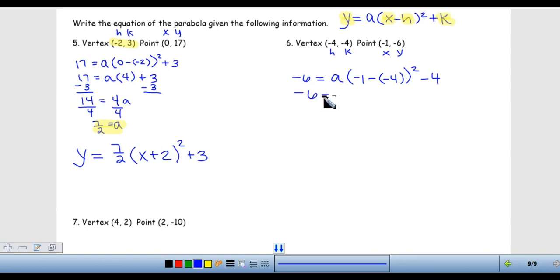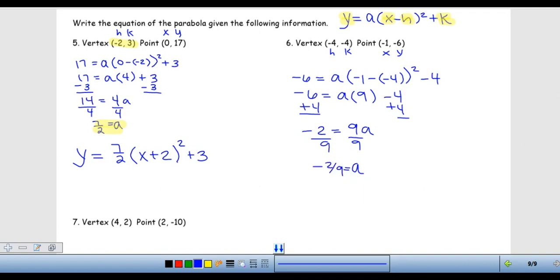So I've got negative 6 equals a times. Let's see what all of this ends up. If I have negative 1 minus a negative 4, that's the same as negative 1 plus 4. So that's 3. 3 squared is 9. Now let's solve for a. Start by adding 4 on both sides. Negative 2 equals 9a. Divide by 9, and I get a is equal to negative 2/9.